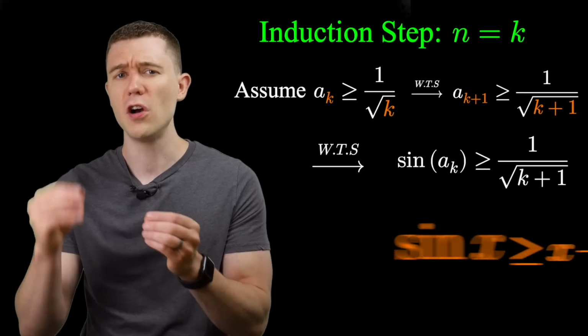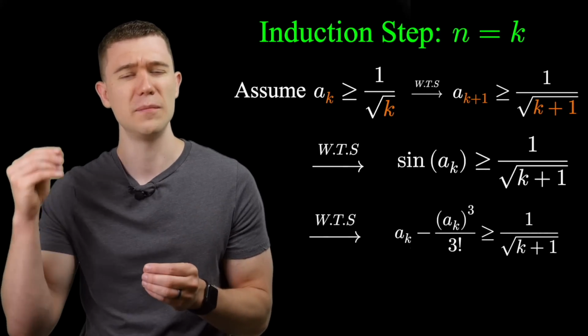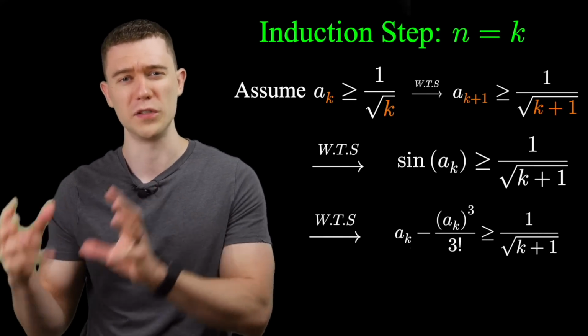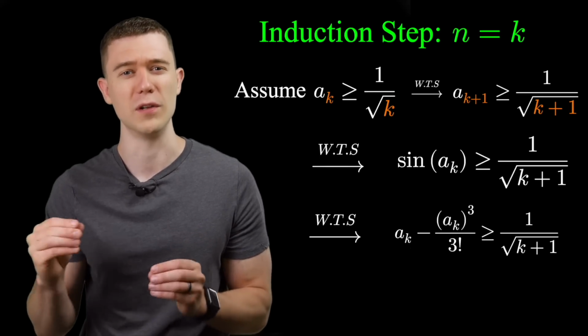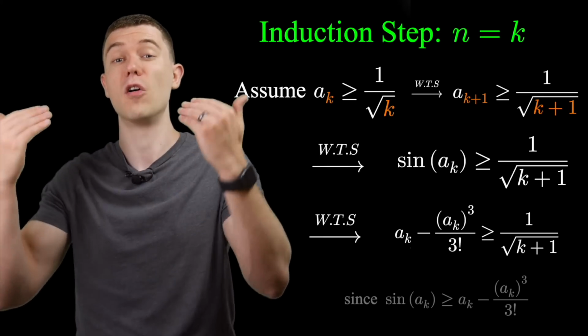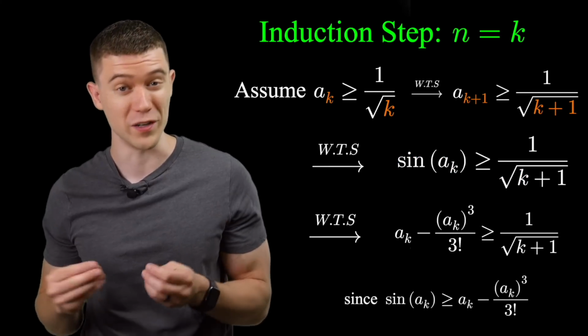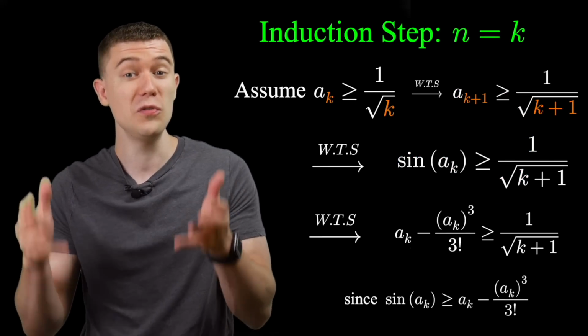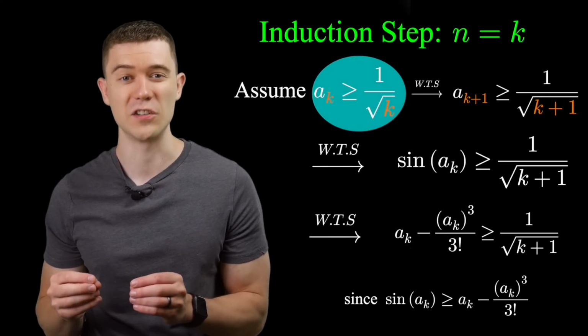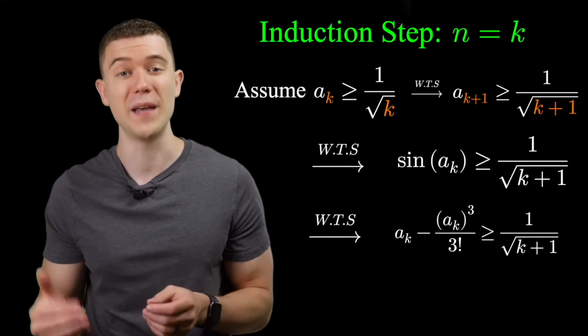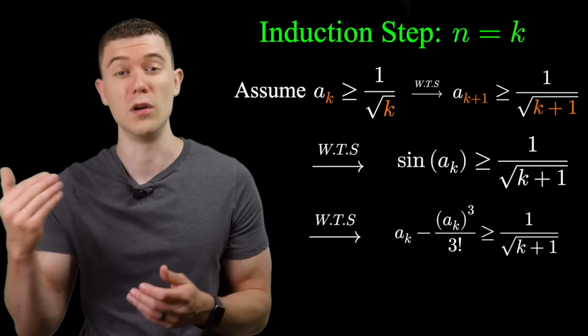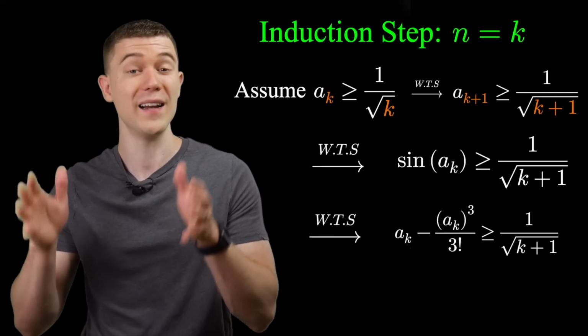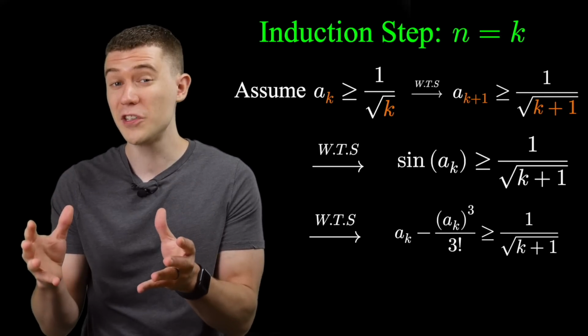If we can show a sub k minus a sub k cubed over 3 factorial was greater than 1 over square root of k plus 1, then that would imply our previous step, which is what we want to show. Since we finally have some a sub k's, we can actually use our induction hypothesis, as it's called. We're assuming a sub k is greater than or equal to 1 over root k, so let's slip that into this inequality. Now we want to show this.